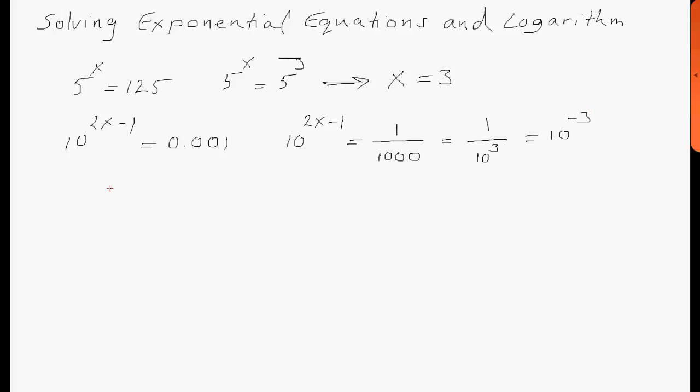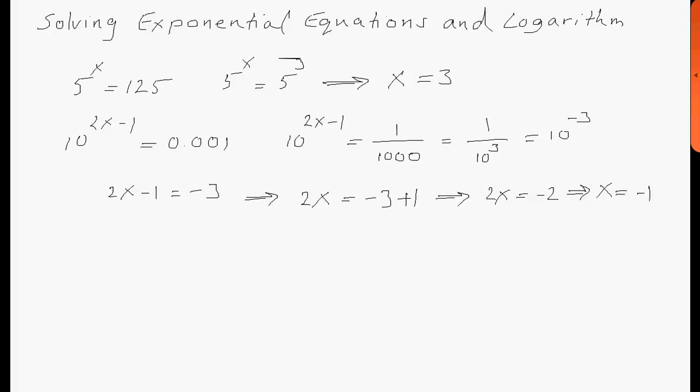So we form this equality: 2x minus 1 equals negative 3, and we solve it. This implies that 2x is negative 3 plus 1, so 2x equals negative 2, so x is negative 1.